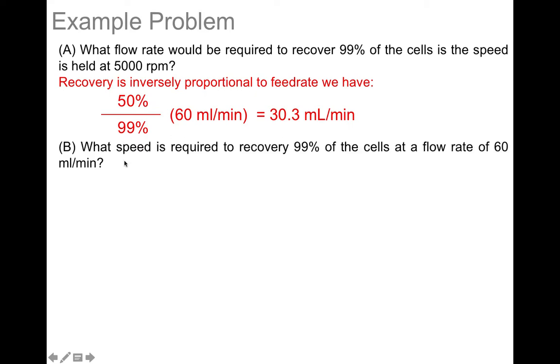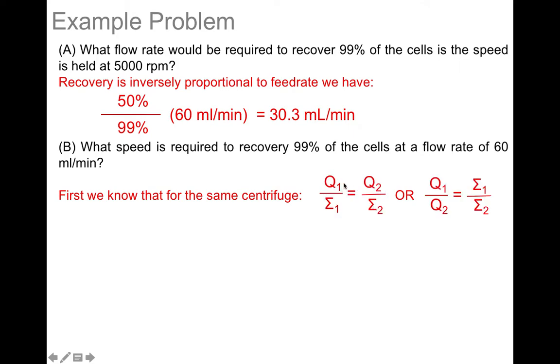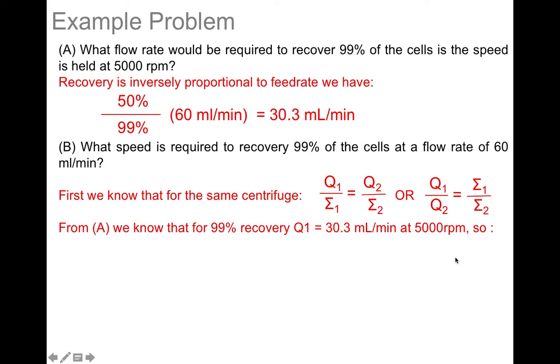The next question would be what speed is required to recover 99% of the cells at a flow rate of 60 mL per minute? So first we know that for the same centrifuge, the flow rate over the sigma equals the flow rate over the sigma in two different conditions, or the flow rate ratio equals the sigma ratio. From A, we know that for 99% recovery at a flow rate of 30.3 mL per minute at our 5,000 RPM, right? We just calculated that. So given this flow rate, we're getting 99% recovery.